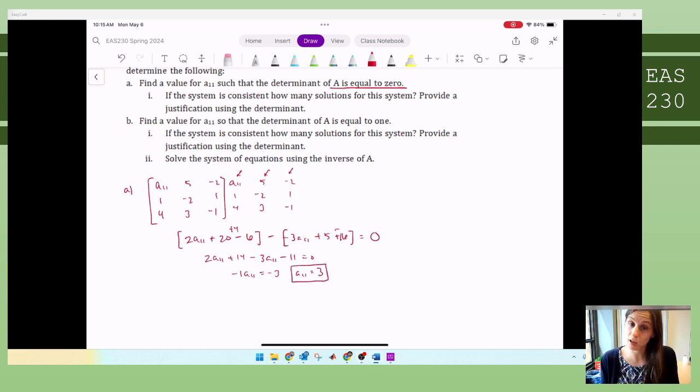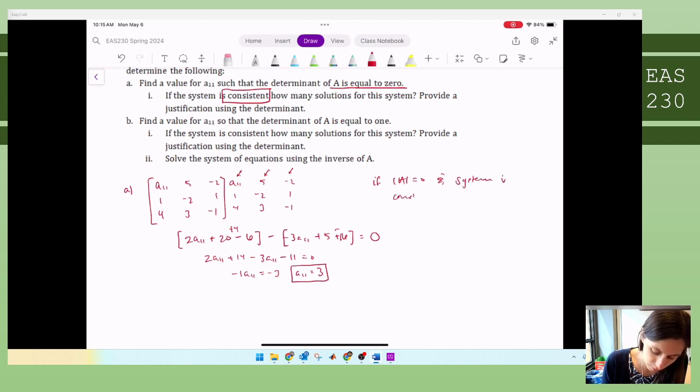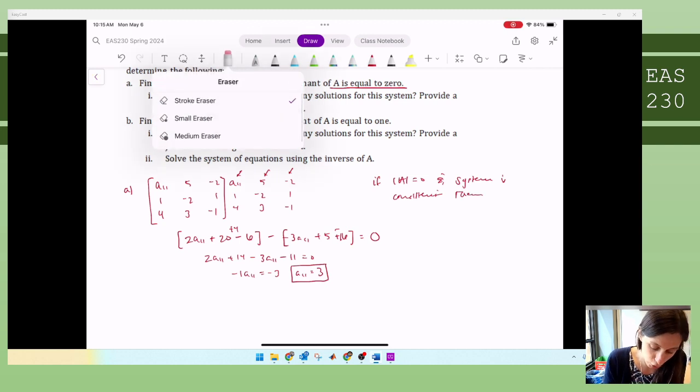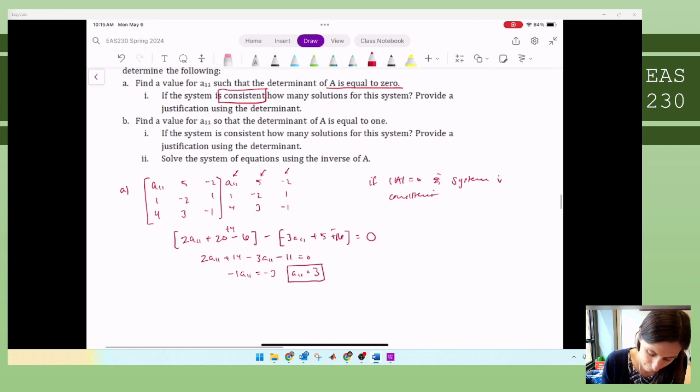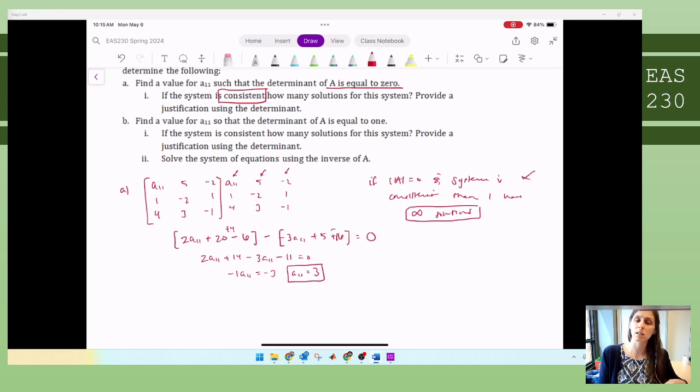So I solved for a value for A11. It says if the system is consistent, meaning it has at least one solution, how many solutions does the system have? If my determinant equals 0 and the system is consistent, then I have an infinite number of solutions. Infinite solutions, there's my answer. Here's my justification: the system is consistent, the determinant of A is equal to 0, so there's an infinite number of solutions.